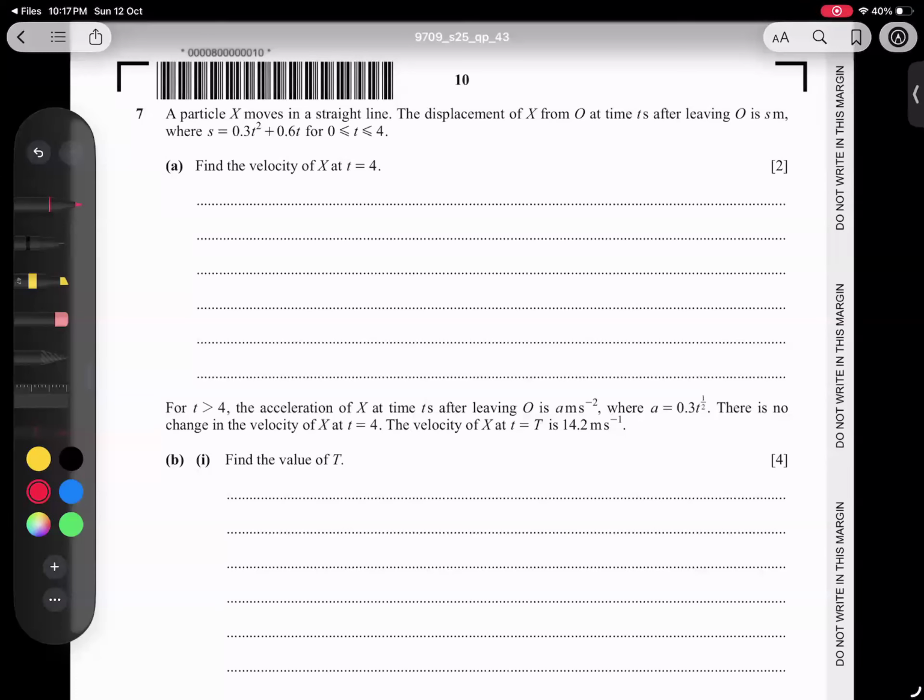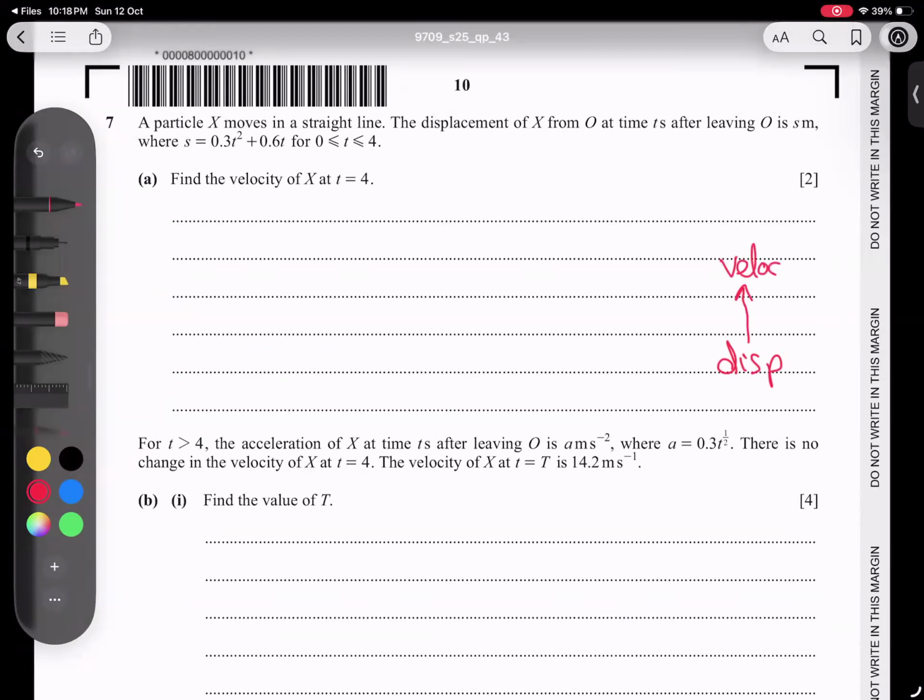Question number 7. A particle X moves in a straight line. Displacement from X to O is given by this formula, and this formula applies from 0 to 4. Before we start, I always explain to the students about displacement. We have 3 levels: displacement, velocity, and acceleration. If you differentiate displacement, you get a velocity expression. If you differentiate the velocity expression, you get an acceleration expression. This is called d over dt, differentiation. If you want to come down, integrate with respect to time. When you integrate, you get velocity from acceleration, and displacement from velocity. So let's start.